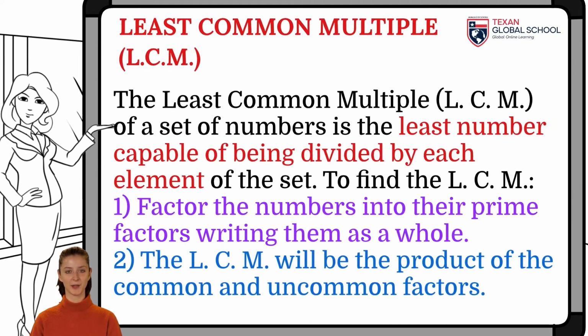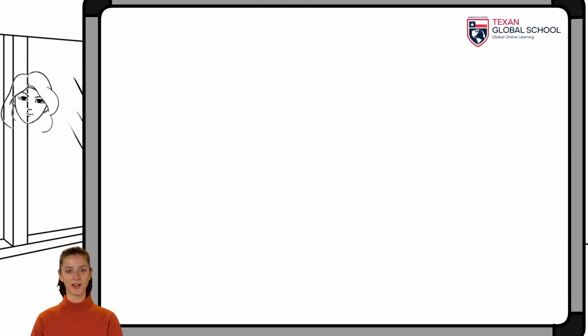We must remember how the least common multiple is obtained before analyzing the algorithm to solve fractions with unlike denominators. The least common multiple of a set of numbers is the minimum number capable of being divided by each given number. The least common multiple is calculated by obtaining the prime factors of each number. Then the least common multiple will be the product of the common and uncommon factors.